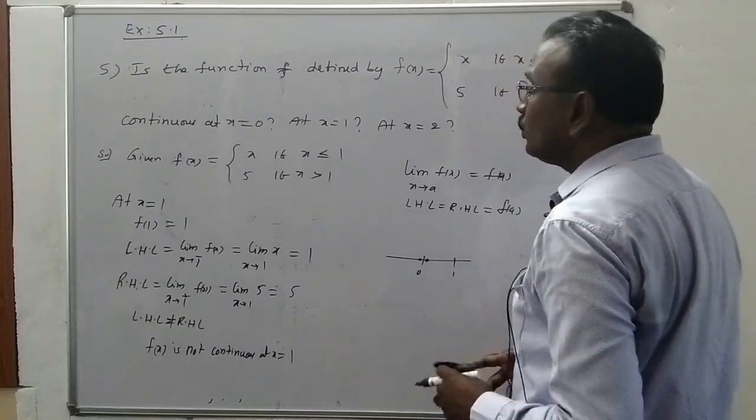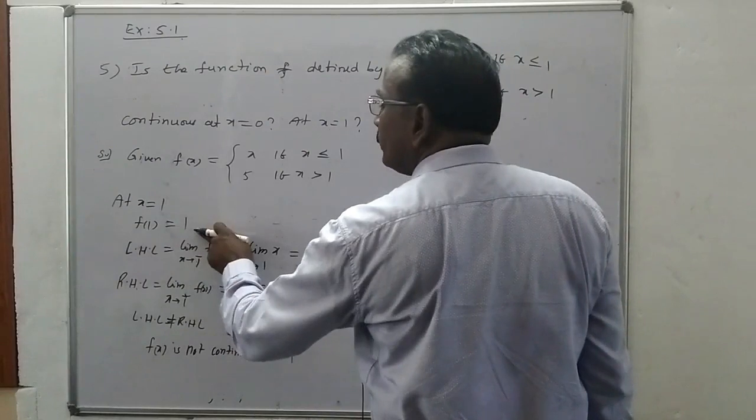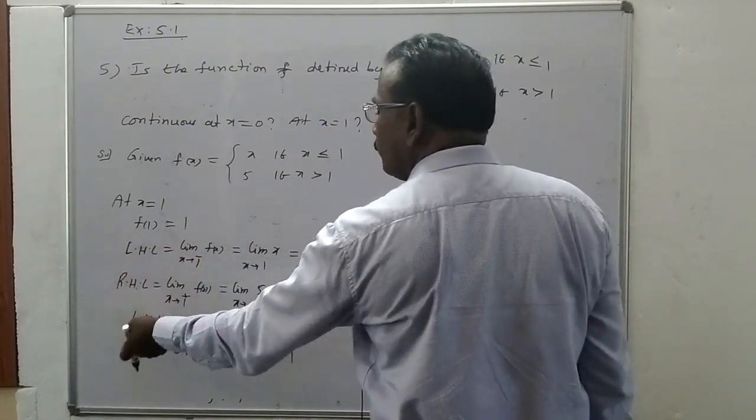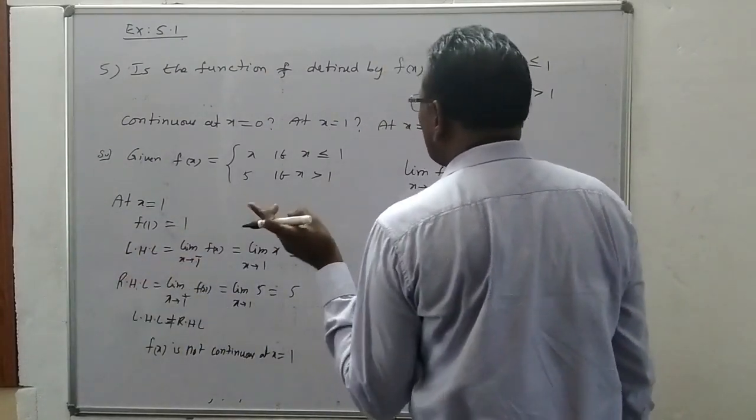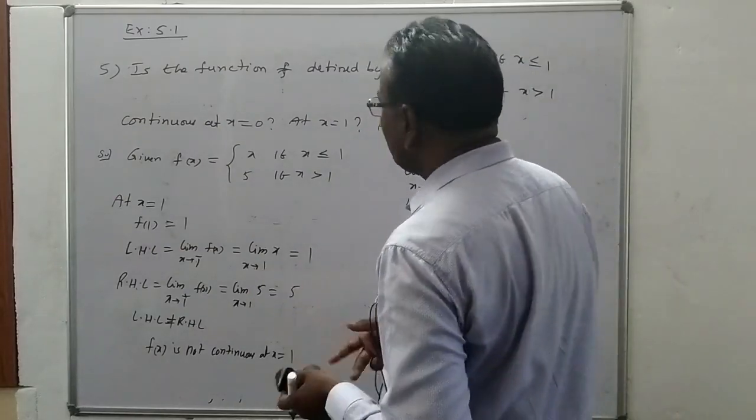Next, at x = 2, you solve that problem. At x = 2, find the f(2) value, the left hand limit and the right hand limit. If all are equal, then f(x) is continuous at x = 2. Otherwise, the function is not continuous at x = 2.